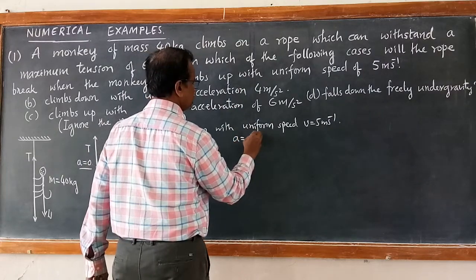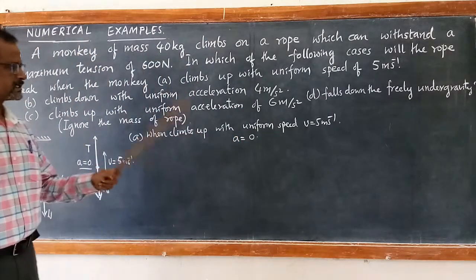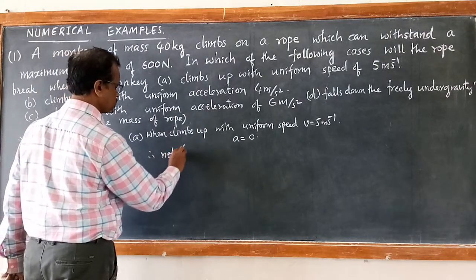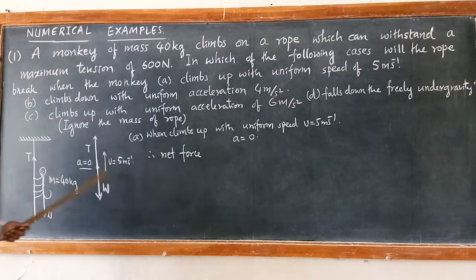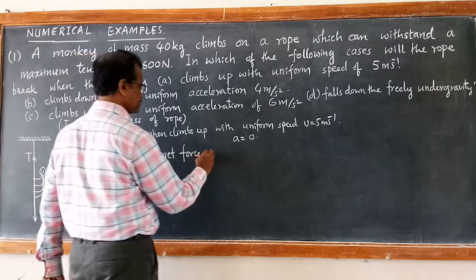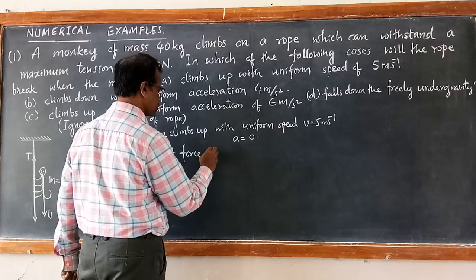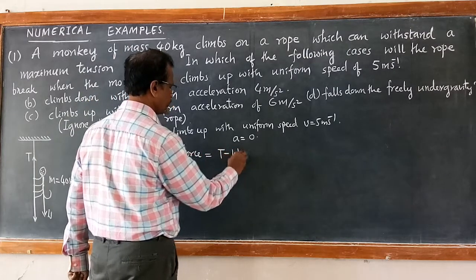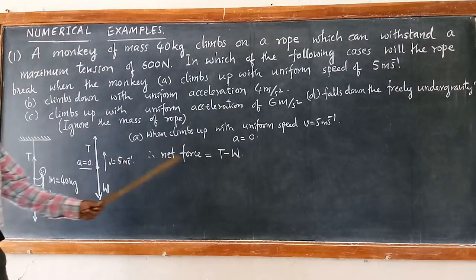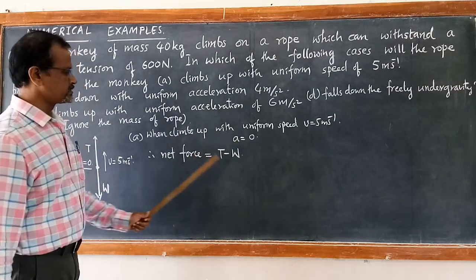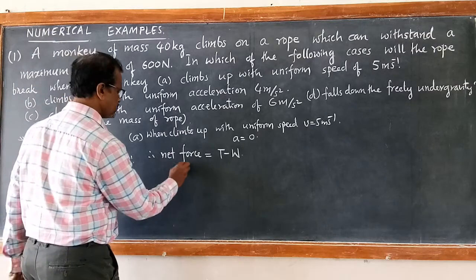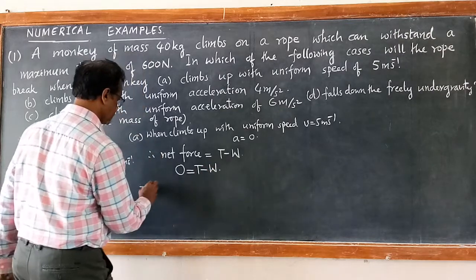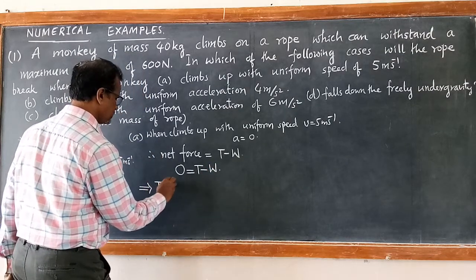Acceleration is 0. When there is no change in speed, acceleration is 0. Therefore, the net force in the first case becomes 0. So what is the equation for net force? Net force F is equal to T minus W. When it is moving up, let us take T first and W next. So net force equals T minus W. Net force is 0. Therefore, T minus W is equal to 0. This implies T is equal to W.